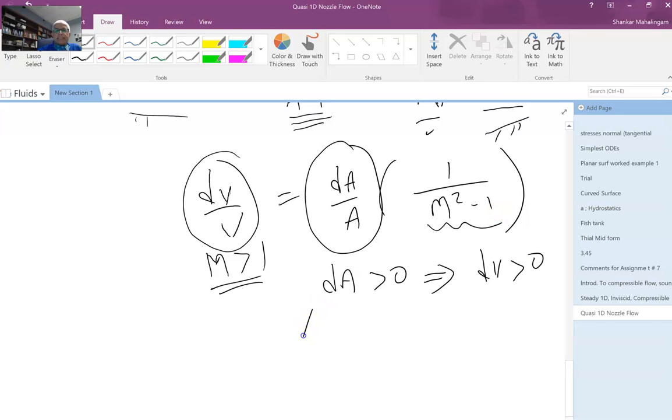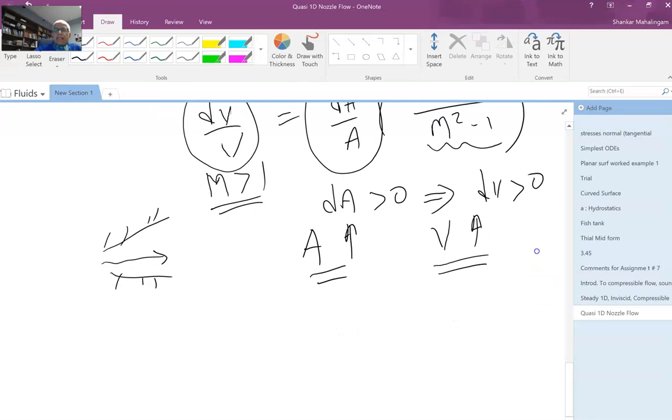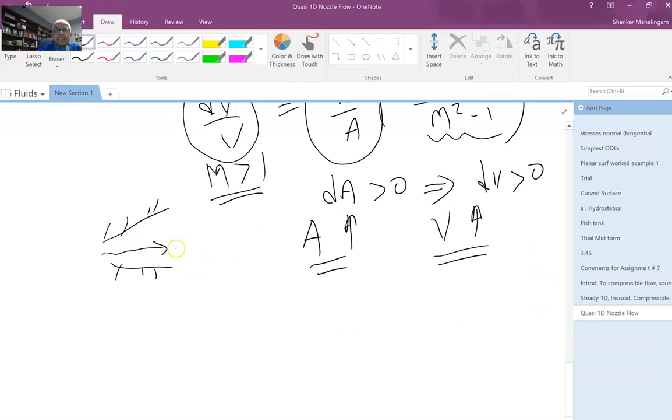So in other words, as the area increases, and let's imagine this kind of a cross-section going from left to right, the area is increasing. Then according to this, if the Mach number is bigger than 1, the velocity continues to increase, which is kind of counterintuitive. And that's the beauty of compressible flow, that as the area is increasing over here, the velocity is actually increasing over here, right?